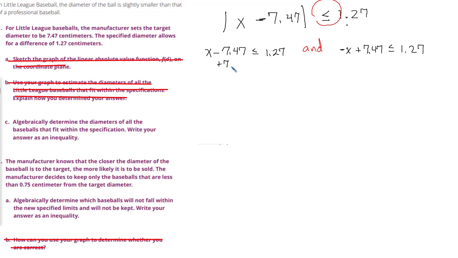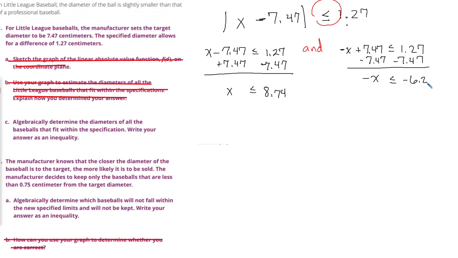So we're going to take and solve each of these equations. We're going to start with one side, just like you did with the absolute value equations. And when we add that side, we end up with x is less than or equal to 8 and 74/100. On the other side, we subtract the 7.47 from both sides. And we end up with negative x is less than or equal to negative 6.2.